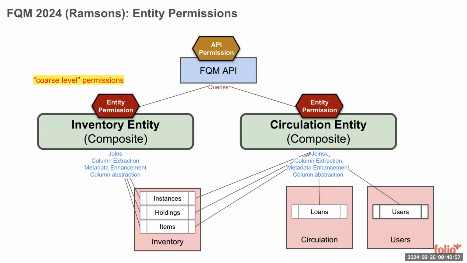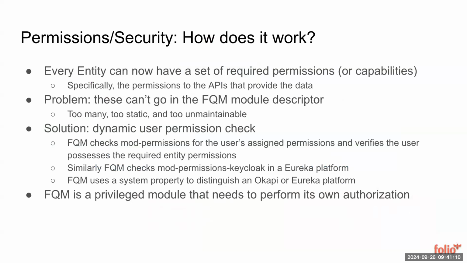And you could potentially embed that as a required permission dependency in the declaration, but it's going to get really complex really fast, and it's very hard to maintain because it's in the definition, right? So because of that, and because FQM is a privileged module, in other words, it already has the ability to cross that boundary between data storage of modules, it does its own permission checking.